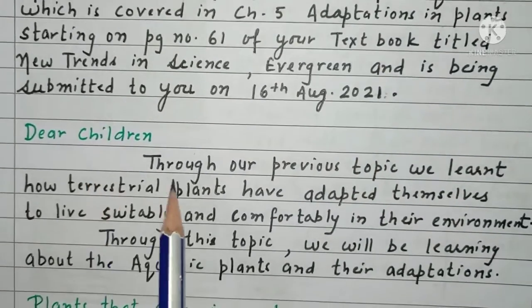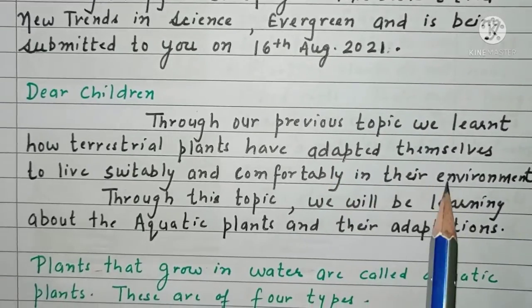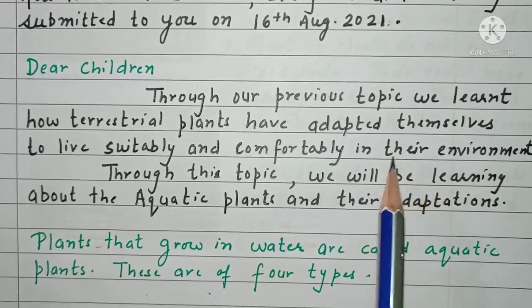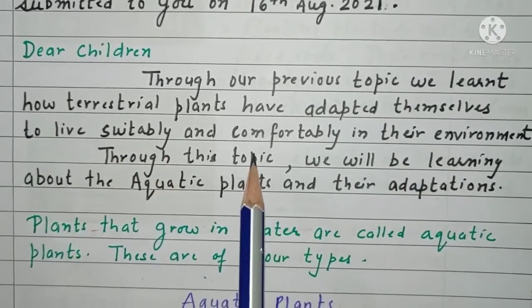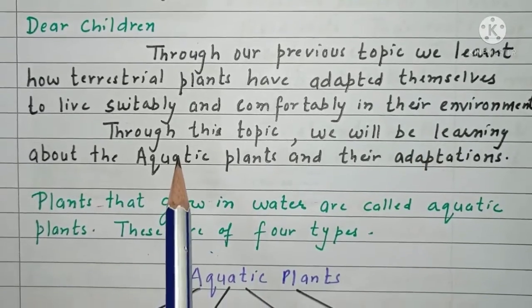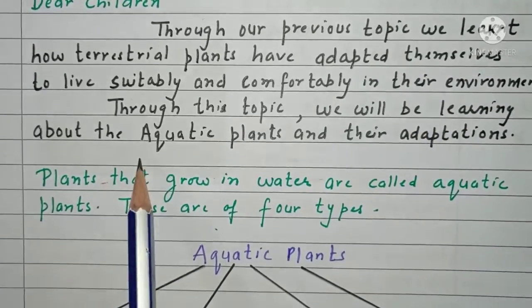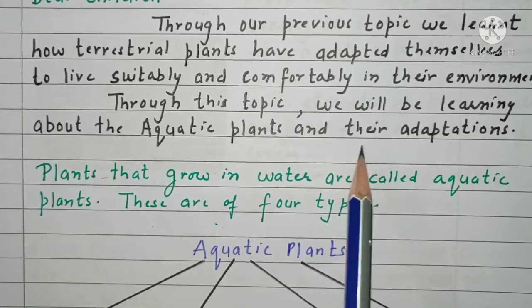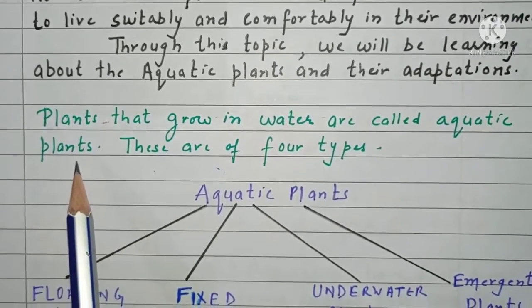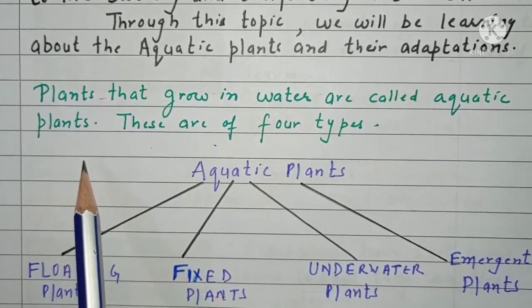Dear children, through our previous topic, we learned how terrestrial plants have adapted themselves to live suitably and comfortably in their environment. And through this topic, we'll be learning about the aquatic plants and their adaptations. First of all, it is important to know what are aquatic plants.